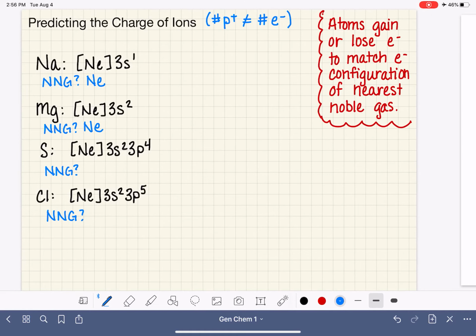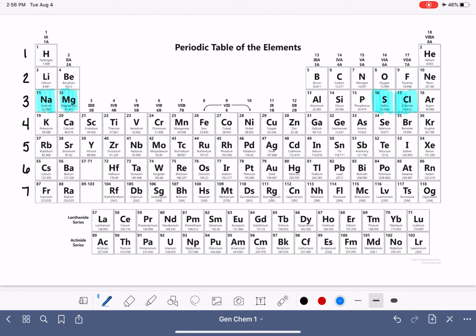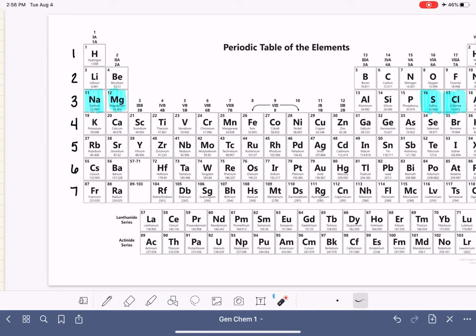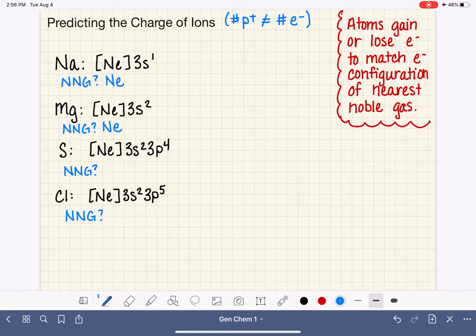Now let's take a look at sulfur and chlorine. Sulfur's atomic number is 16. Which noble gas has an atomic number closest to 16? That's argon. And for chlorine with atomic number 17, also argon is the nearest noble gas. So for sulfur and for chlorine, our nearest noble gas is argon, not neon, so not the same one that we would use for abbreviation.